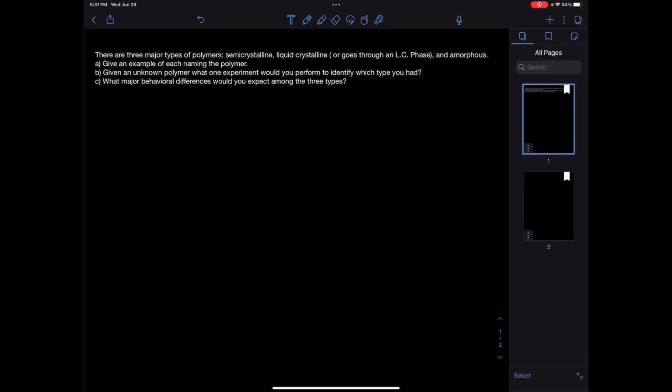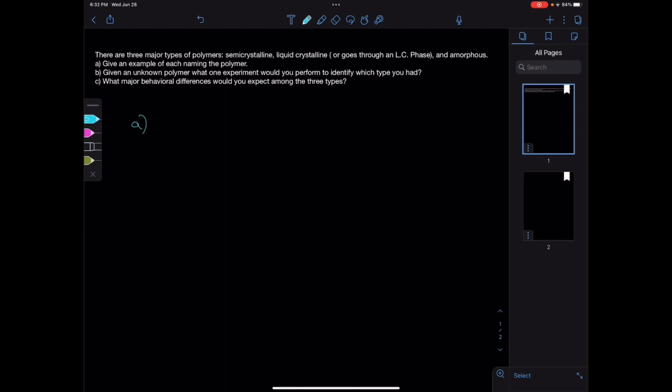There are three major types of polymers: semicrystalline, liquid crystalline, and amorphous. Give an example of each naming the polymer. Given an unknown polymer, what one experiment would you perform to identify which type you had? What major behavioral differences would you expect among the three types?